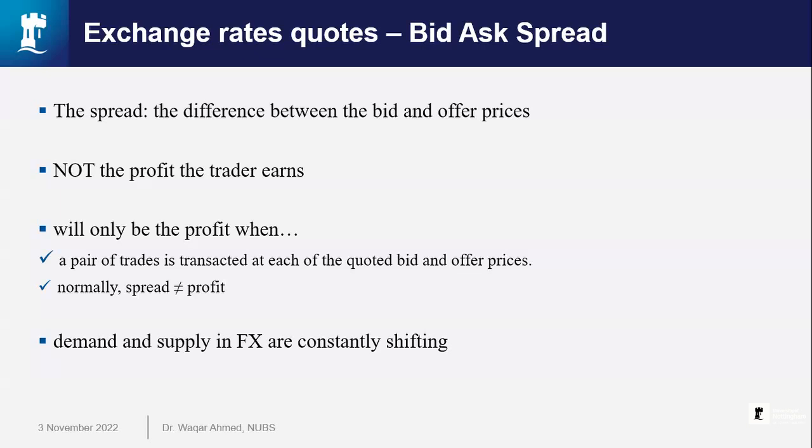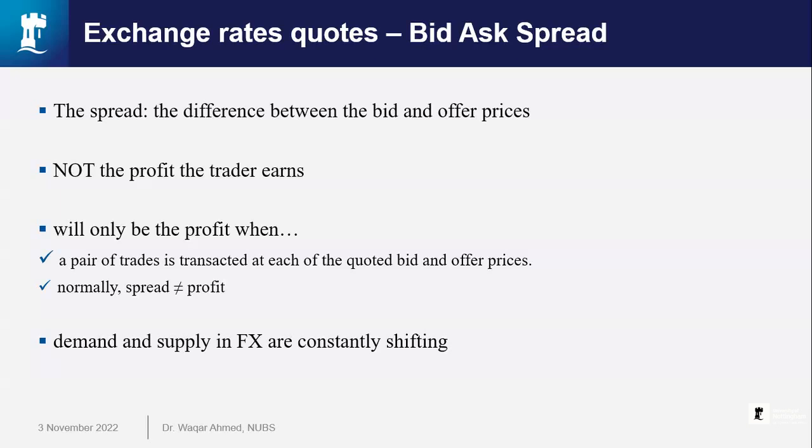So a pair of transactions should take place for the profit to be equal to the spread. Typically, the pair of transactions doesn't necessarily happen at the same time at the same rates. So the spread is not equal to profit in a typical market transaction.